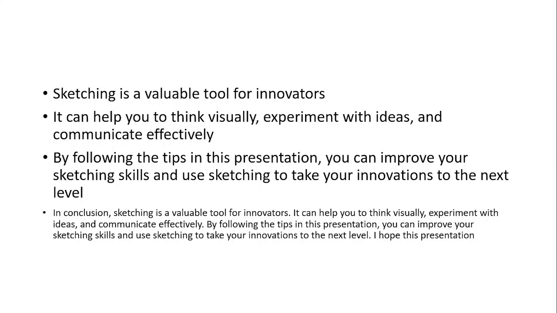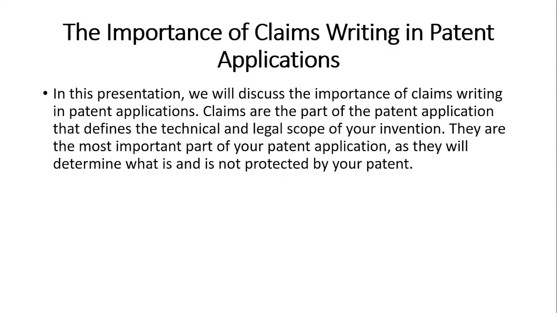Okay. After completing your sketching of the innovation, you may move to the next level, which is claims writing, which is most important, like abstract writing and sketching. The claims are the third part of your patent application. We will discuss the importance of claims writing in patent applications. Claims are the part of a patent application that defines the technical and legal scope of your invention. So claims define the technical and legal scope.